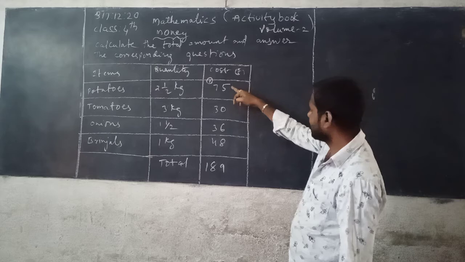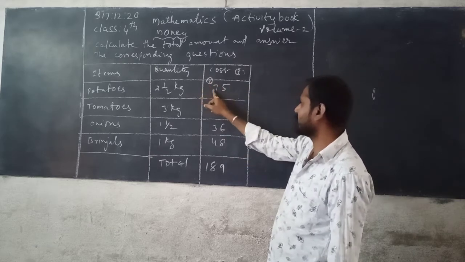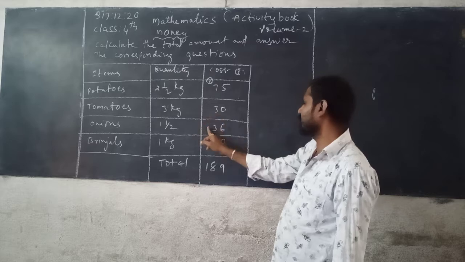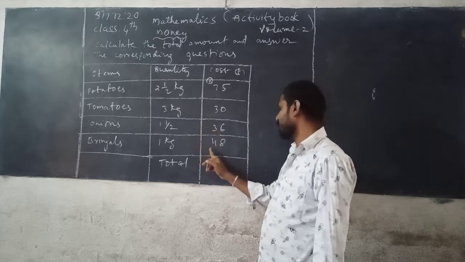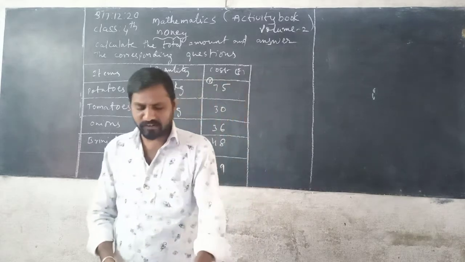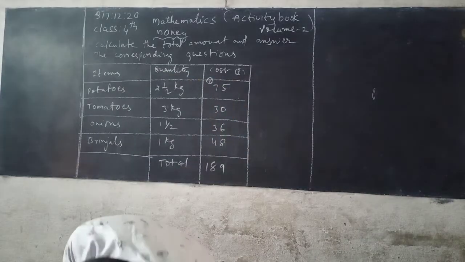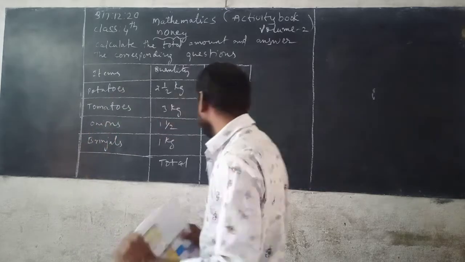Once again, 5 plus 6, 11. 11 plus 8, 19. 9 taking, 1 carrying. 1 plus 7, 8. 8 plus 3, 11. 11 plus 3, 14 plus 4, 18. So total cost 189. Everybody write down in your activity book. 189.